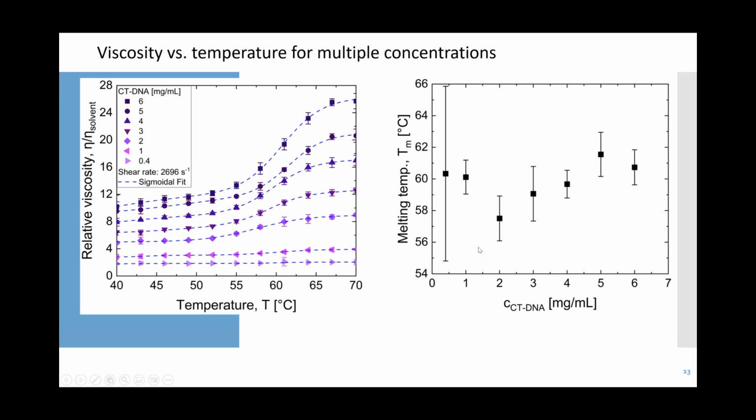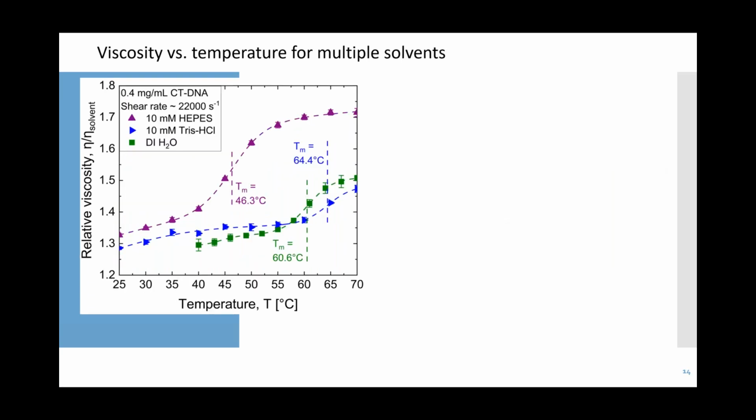So for concentrations of 2 and higher, you can see in this graph that the melting temperature is generally increasing with the concentration. This agrees with many publications suggesting that if you increase the DNA concentration, you are going to increase the melting temperature. It's also known that increasing the salt concentration can increase your melting temperature.